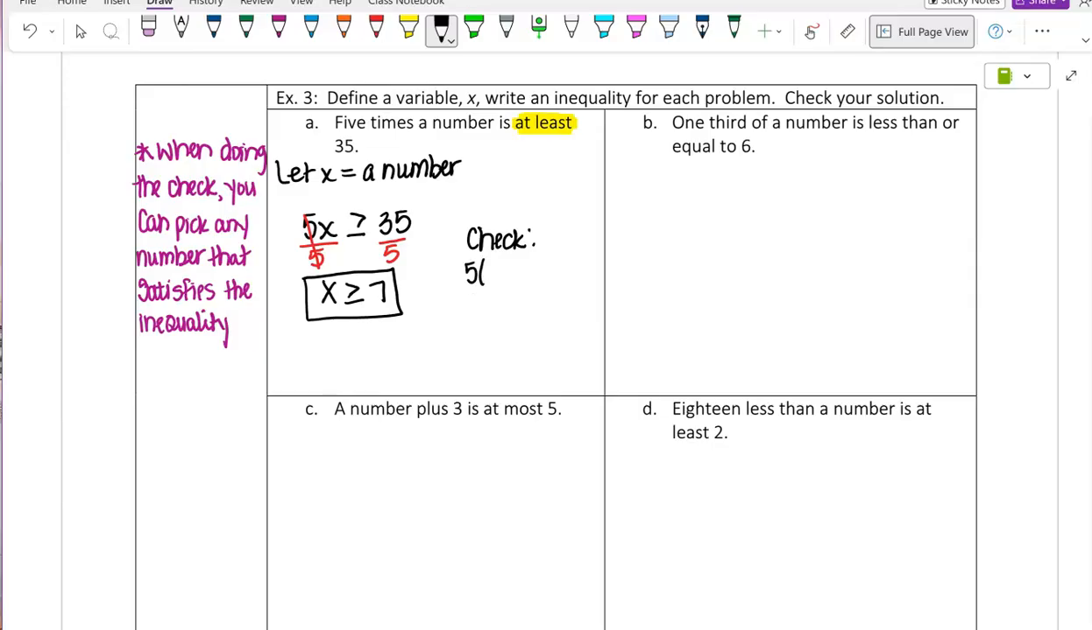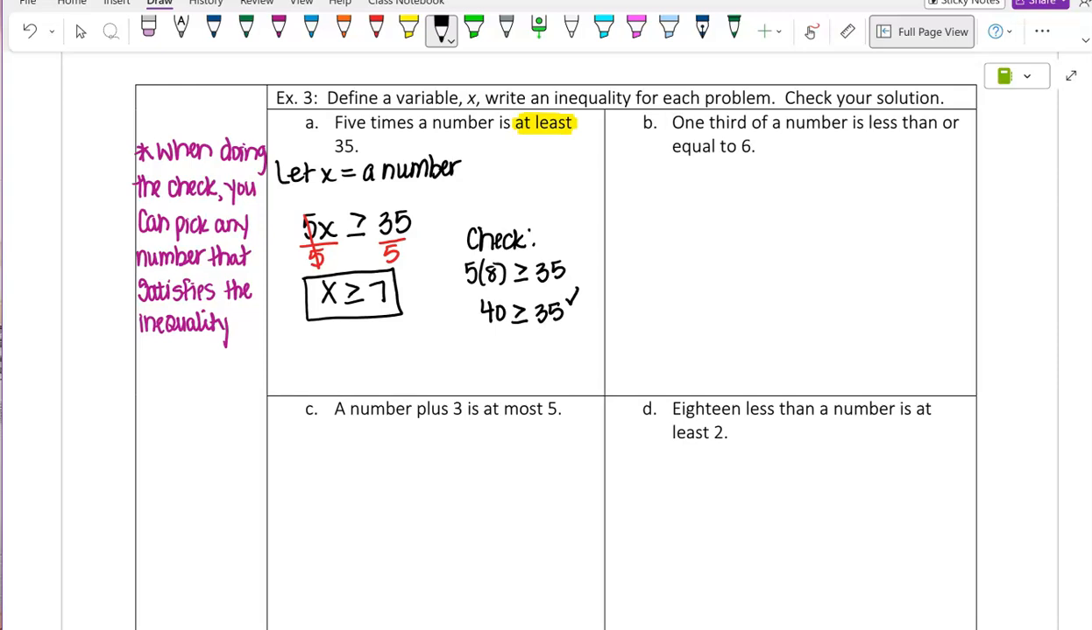So if I check 5 times 8 to make sure that that is greater than or equal to 35, 5 times 8 is 40. That is greater than or equal to 35. That checks. It's especially important if you have just a less than symbol or a greater than symbol. You have to pick a number other than the solution number, because remember, they are not included in the answer.